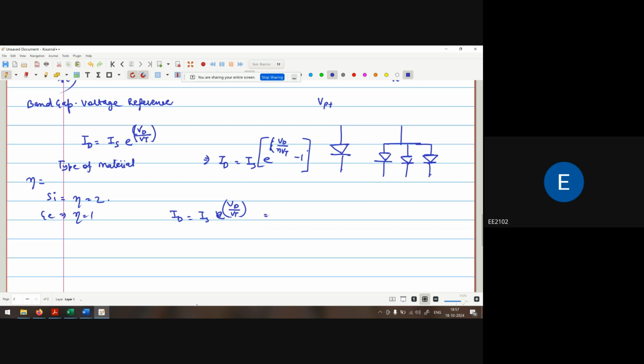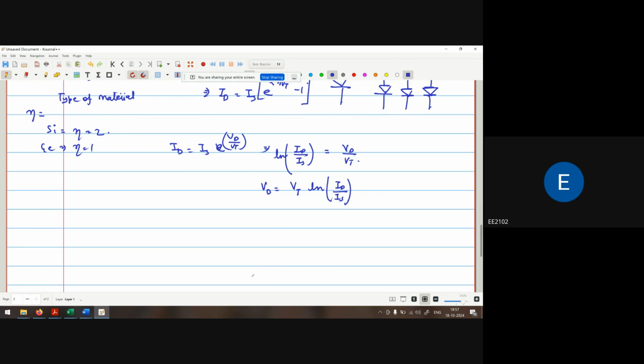Now if I calculate the value of Vd, Id upon Is, taking the logarithm, ln Id upon Is is equal to Vd upon Vt, and Vd is equal to Vt ln Id upon Is. So now we say that Vd is equal to kT by q ln Id upon Is.